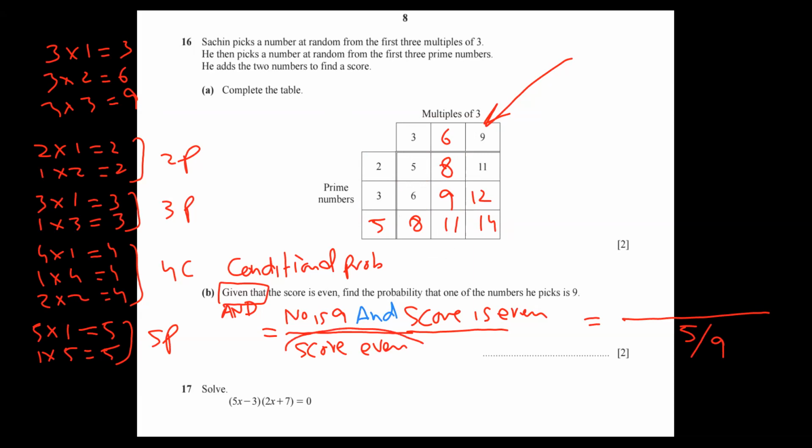I repeat, even number score, how many even numbers? 12 even number, 8 even number, 6 even number, 8 and 14. So 5 numbers out of 9 is the even number probability. And now I talk about the number is 9 but score is even. So number is 9 and score is even, so it comes 2 out of 9. So Alhamdulillah Rabbil Alameen, this 9 and 9 cancel out, and I got 2 over 5.